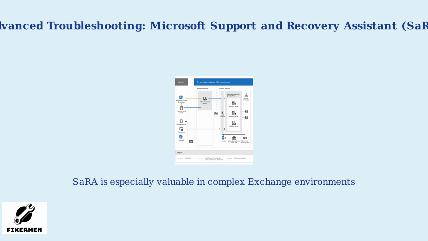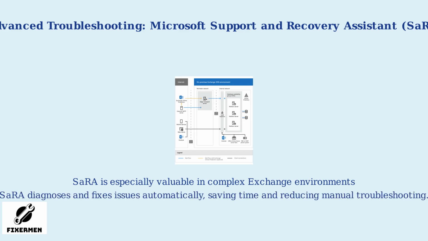Whether you're using on-premises Exchange servers or hybrid cloud setups, SARA can automatically detect configuration issues, authentication problems, and connectivity errors that cause password prompts. By running automated diagnostics, SARA can resolve authentication failures, clear corrupted caches, and restore proper connections without requiring extensive technical knowledge. This makes it an essential tool for both individual users and IT professionals managing Outlook in enterprise settings.